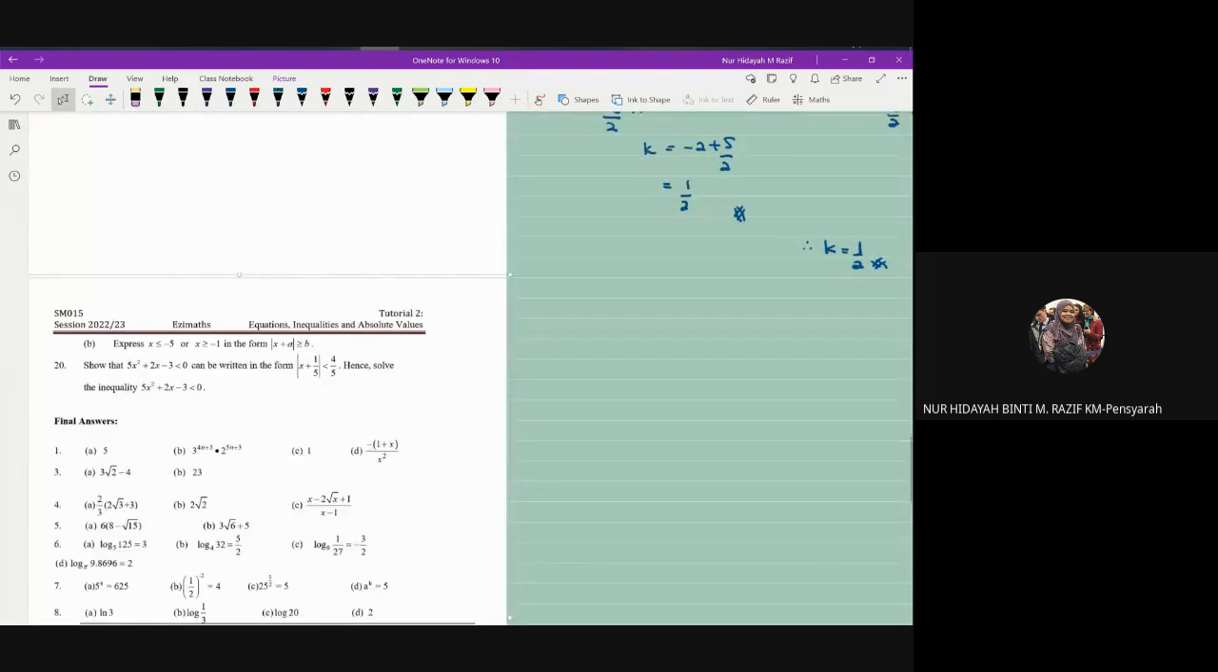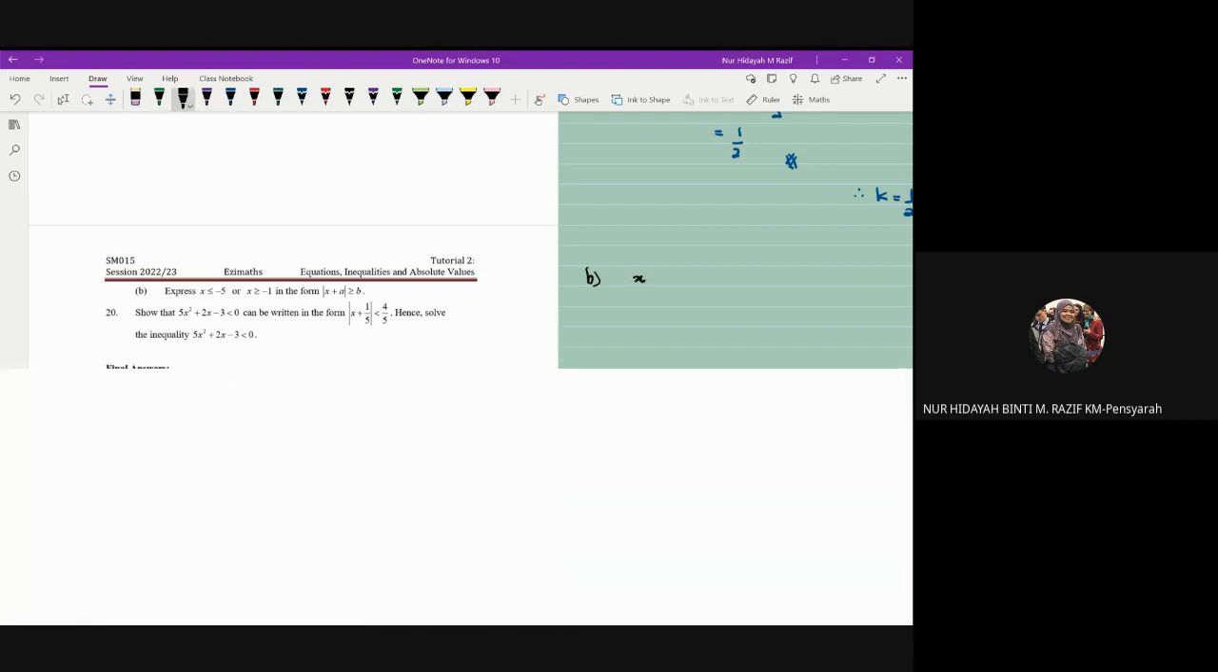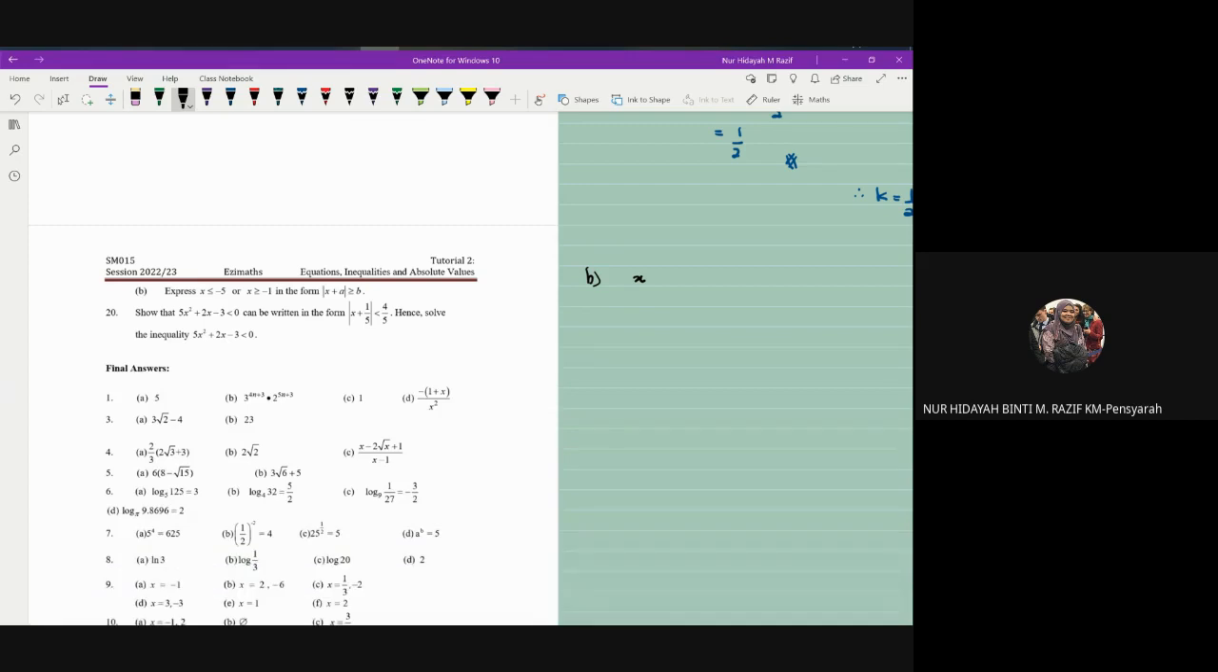Can we go to question 19B? Boleh. Alright, so look at question 19B. The question says express x less than or equal to negative 5 or x is greater than or equal to negative 1 in the form of absolute value x plus A is greater than or equal to B. So what is this? Macam mana kita nak buat? Saya bagi hint, lebih kurang macam soalan A tadi. So what should you do? Saya bagi awak 10 saat untuk berfikir.